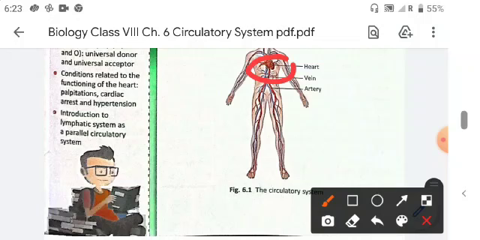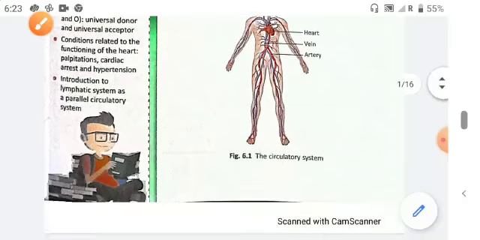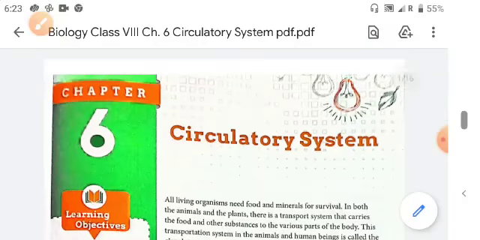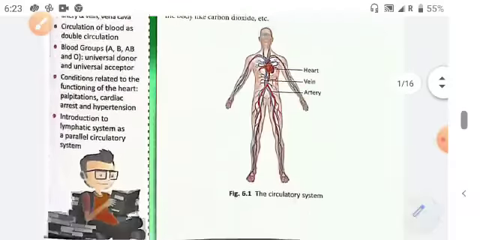The heart is found between the two lungs and just above the diaphragm. Now, the next thing is, in the circulation you know that there is the transport of required materials of the body, which will move through the blood.